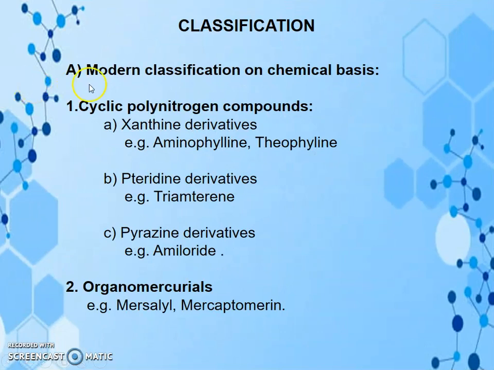Classification. First is the modern classification on the basis of chemical structure. First, cyclic polynitrogen compounds. These are again divided into three subclasses. First is xanthine derivatives, for example aminophylline and theophylline. Then pteridine derivatives, for example triamterene. And last is pyrazine derivatives, for example amiloride. Second class is organomercurials, for example mersalyl and mercaptomerin.